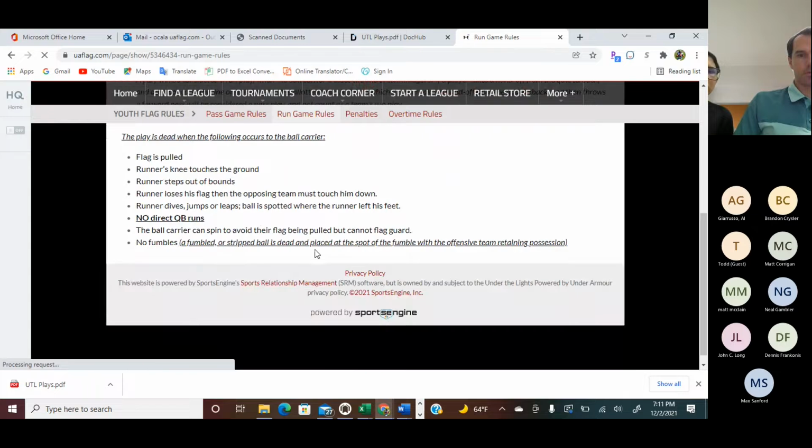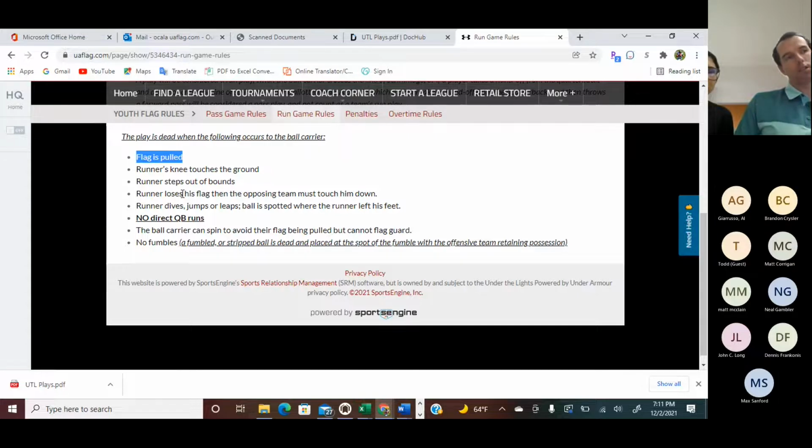Okay, this one right here is always a big one. He runs. The play is dead where the flag is pulled, not where the ball is when the flag is pulled. So again, no diving. There are no fumbles, no diving, no reaching for the first down, none of that. The ball will be dead where the flag is pulled or where the jump or leap or dive begins.